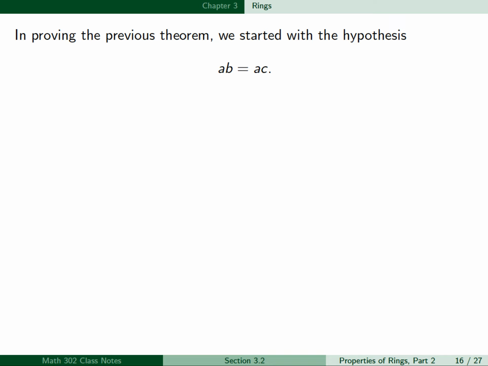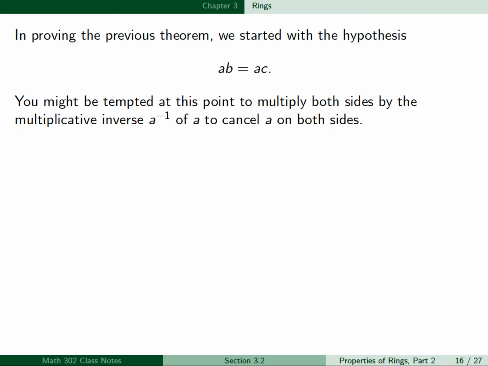Now in proving this theorem, we started with the hypothesis AB equals AC. And now you might be tempted at this point to multiply both sides by the multiplicative inverse of A to cancel A on both sides of this equality. And that would give us B equals C if we're allowed to do this. This is not valid, however.